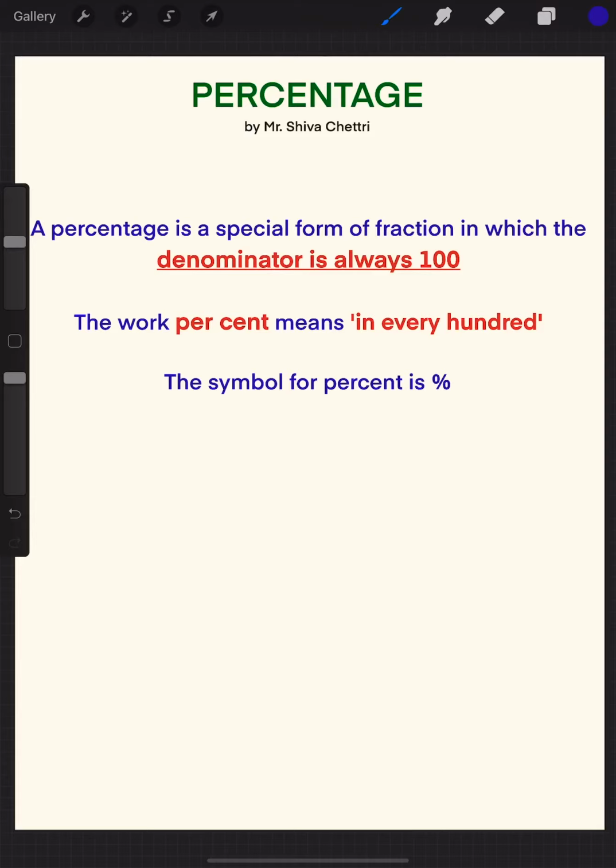Hello everyone, this is our last video for this topic, fractions. We are already familiar with addition, subtraction, multiplication and division of fractions, right?